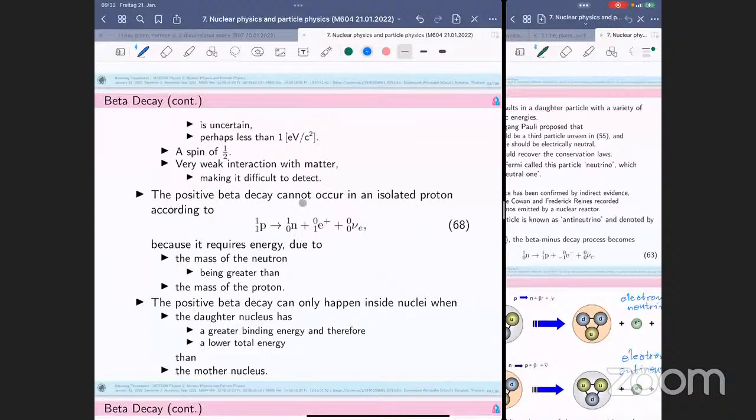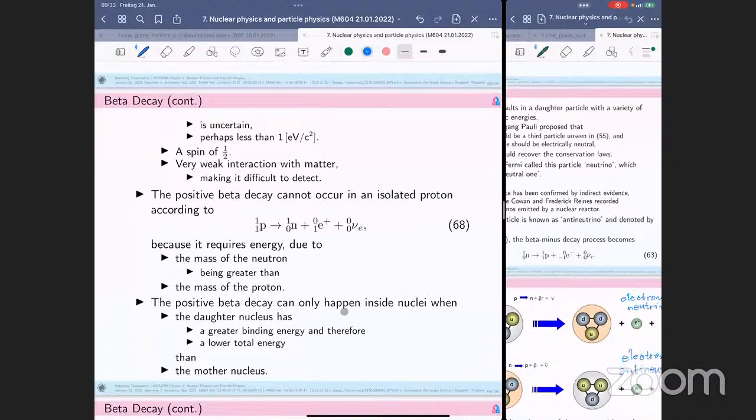The positive beta decay cannot occur in an isolated proton, according to this process, because the mass of the neutron is usually greater than the mass of the proton, and you have 2 more particles. It's impossible for this process to take place because the mass on the left-hand side is less than the mass on the right-hand side. So for this process to become true, you need to put more energy in, so that the energy is converted to mass for the several particles on the right-hand side.